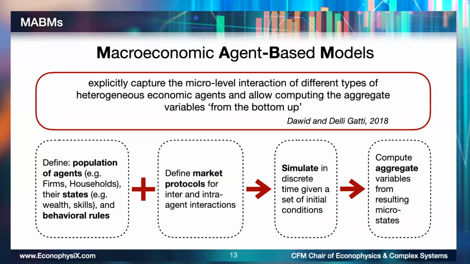To make this concrete, you define a population of agents. So now we're no longer using representation, we're using, for instance, thousands of individual households, firms, banks, the central bank, the government, various institutions. We define their states, wealth, income, skills of some sort, and their behavioral rules, so how they choose, for instance, to make savings decisions. And then we define market properties.